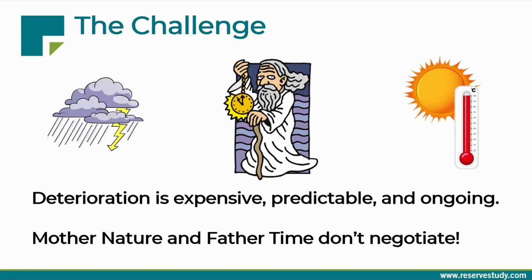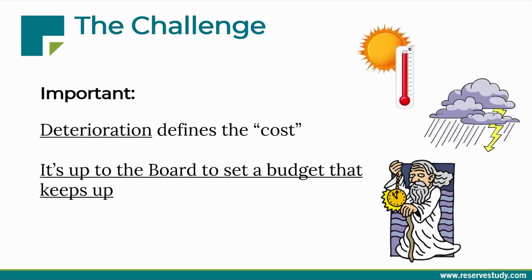Mother Nature and Father Time are undefeated, and they don't negotiate. They don't care if your association has a tight budget. They don't care about that kind of thing. Ongoing deterioration is expensive because everything needs to get repaired or replaced. That's a lot of common areas for most associations. It's up to the board to set a budget that keeps up with the ongoing cost of deterioration.